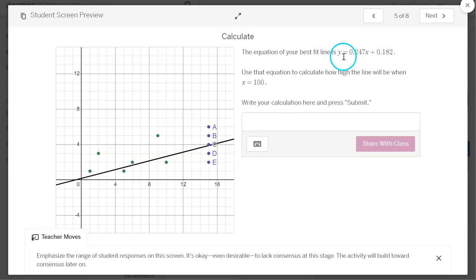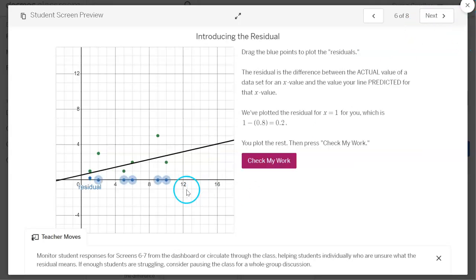Now, once they get their equations here, they're going to copy this into this blank and change this X to the 100 to actually calculate the value using the line they created. And then on the next screen, it's going to give you some residuals. Remember, the residuals are the distance away from the black line. So this is very close to the black line, but under it. So this should be close to the x-axis.